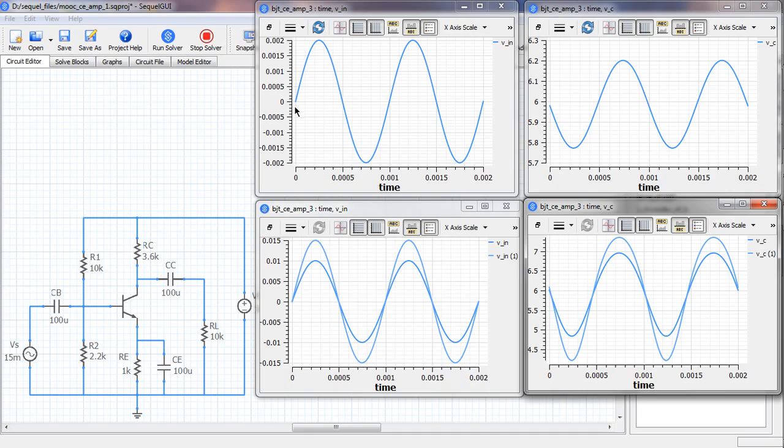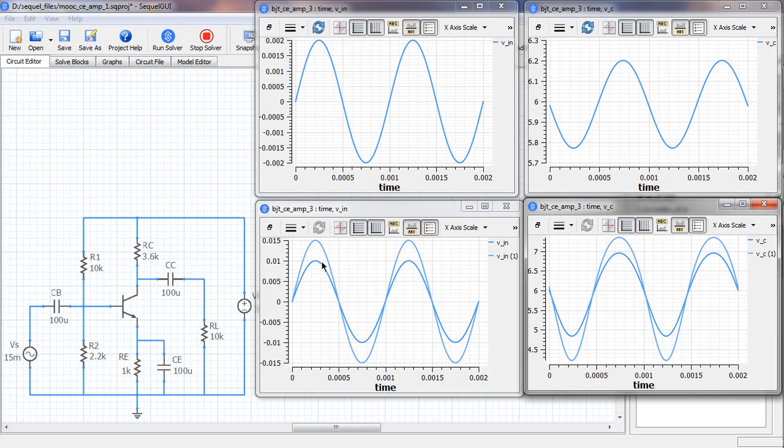Here is our original input voltage, amplitude 2 millivolts, and that is our original collector voltage, and that's a sinusoid without any distortion. Here are two more cases. This case corresponds to an input amplitude of 10 millivolts, and this case to 15 millivolts.